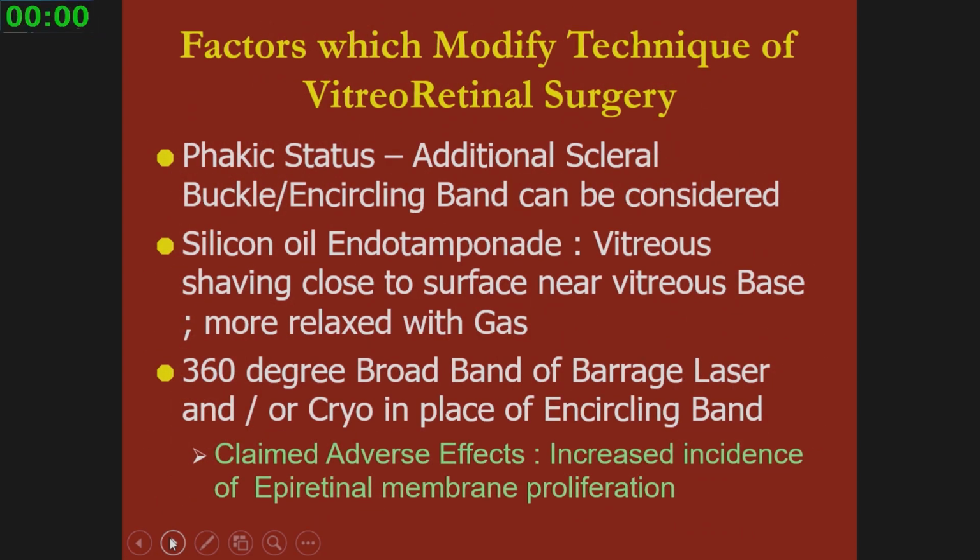Now, I've already discussed how you modify things if you are doing vitreoretinal surgery. The important thing is if you're using silicone oil for tamponade, you have to do an almost complete vitrectomy, shaving the vitreous at the vitreous base. If you don't do that, you're going to get more recurrences, more holes, and you may get hypotony.